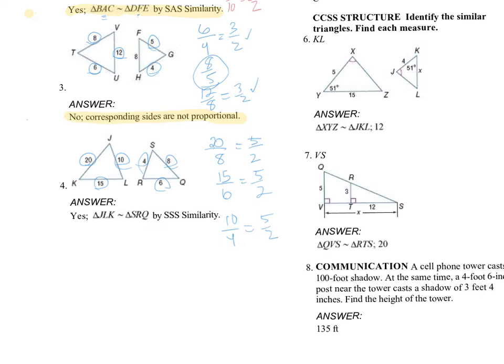And so therefore you can see that, yes, they are similar by side, and making sure that we have JL, so that would be JL right there, to SR.